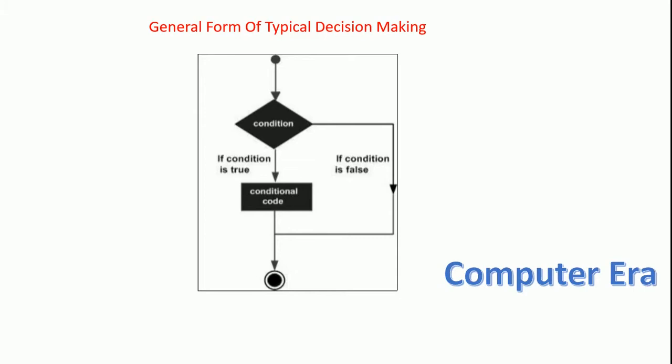So programming languages use control statements to control the flow of execution of a program based on certain conditions. These are used to cause the flow of execution to advance and branch based on the change in the state of the program. Here you can see the general form of typical decision making. This is a condition: if the condition is fulfilled, the conditional code will be executed. If it is not fulfilled, it will come out of the conditional code and execute whatever the next statement is. So this is the general form of typical decision making.